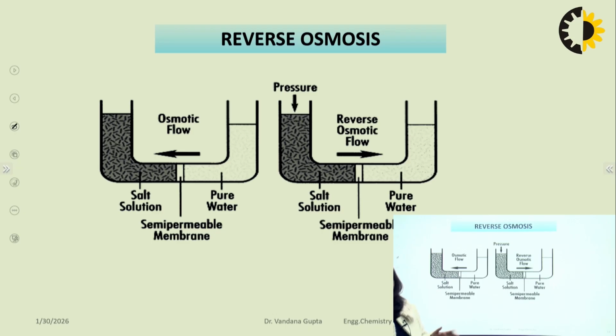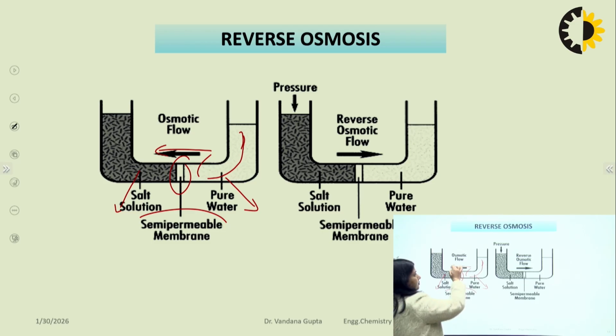We can understand this by taking this example. This is a diagram. This side contains pure water. Pure water has low concentration. This side of the tube contains salt solution which has higher concentration. When both solutions are separated by a semi-permeable membrane, then flow of solvent takes place from low concentration to high concentration. This process is called osmosis. The driving force for osmosis is osmotic pressure.